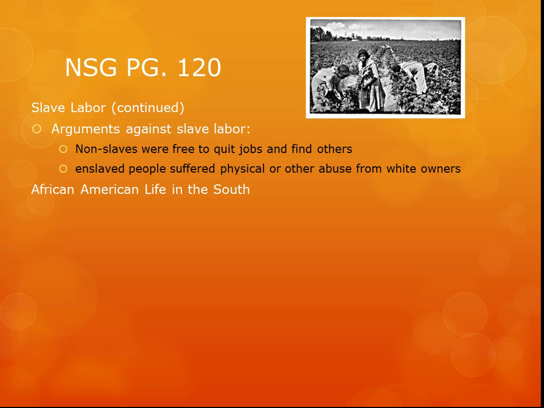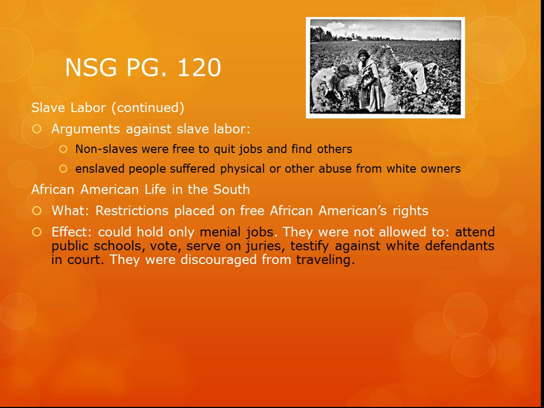Okay. African American life in the South was much different than African American life in the North, even though there was prejudice in the North as well. Restrictions were placed on African Americans' rights. They did not have rights. They could only hold menial jobs. They were not allowed to attend public schools, vote, serve on juries, or testify against white defendants in courts, and they were discouraged from traveling. Okay, so these are free African Americans.